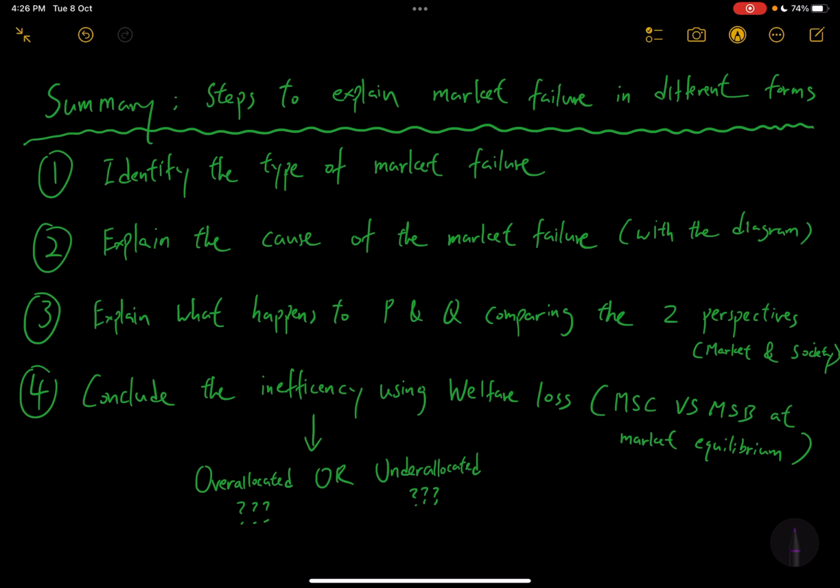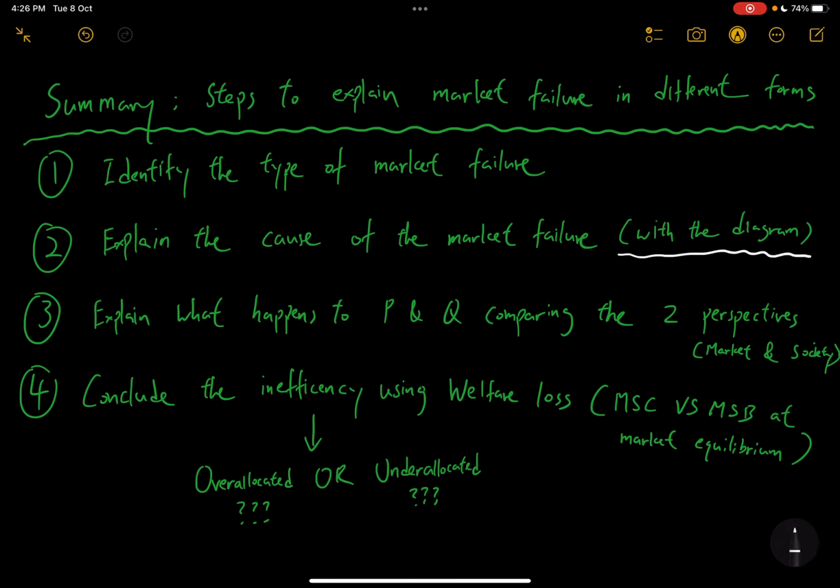And then step 2, explain the cause of the market failure with the diagram. We can explain it. Now we just identified it's negative production externalities. And that's why there is negative production externalities, because people don't care. They only care about the private cost, but they don't really care about the social externalities. And that's why the social cost is way bigger than the private cost. And at the end, bad things happen. So that would be step 2. And make sure you explain this with the diagram.